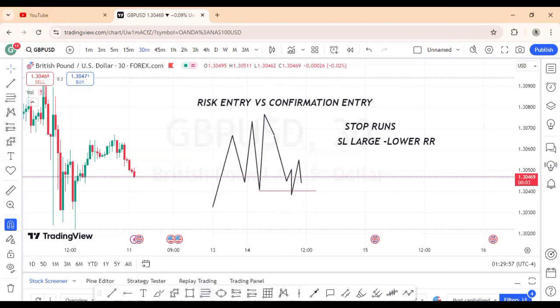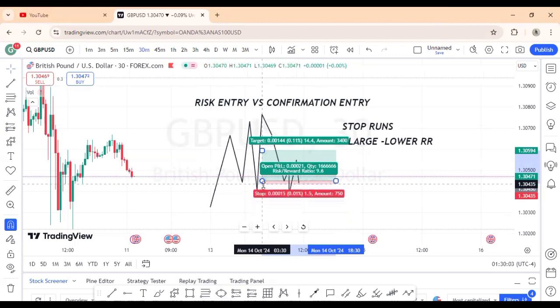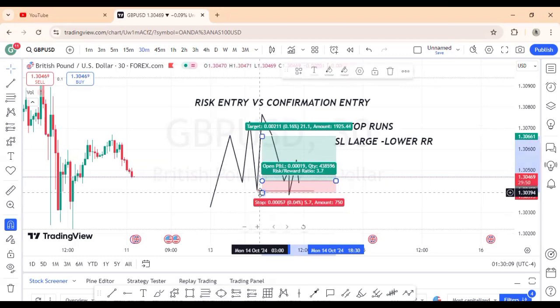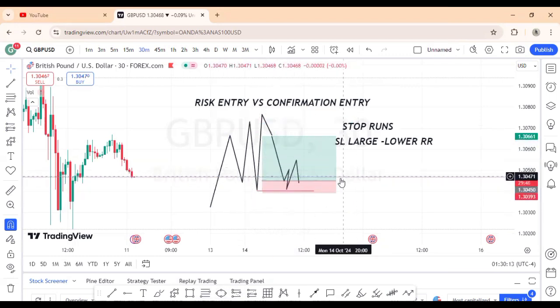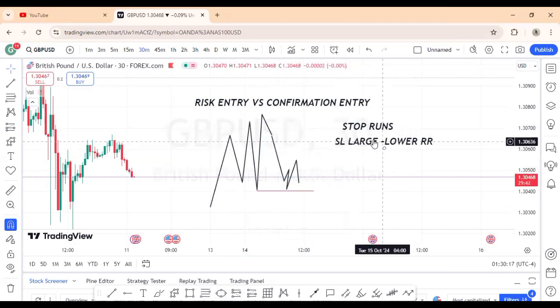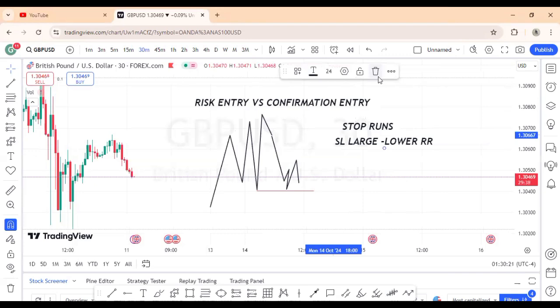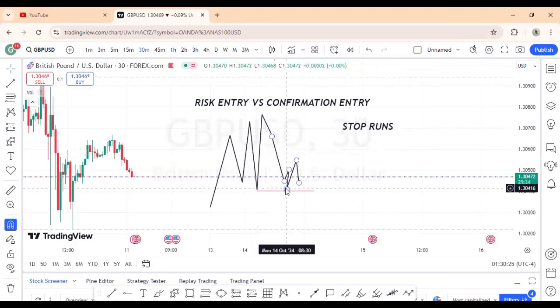Because of course, if you're taking a trade from here, you cannot place your buy and then place your stop loss inside the range. No, you can't do this if you're taking risk entry. You have to place the stop loss all the way down to avoid situations where the market will take you out. So if you use risk entry, you have to use a large stop loss, which might lead to a lower risk reward.